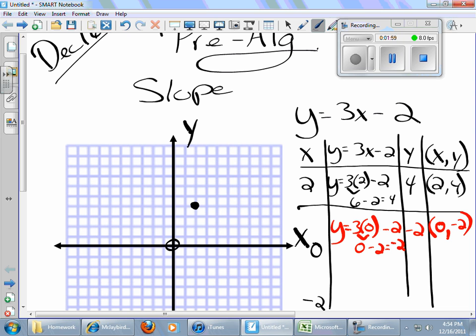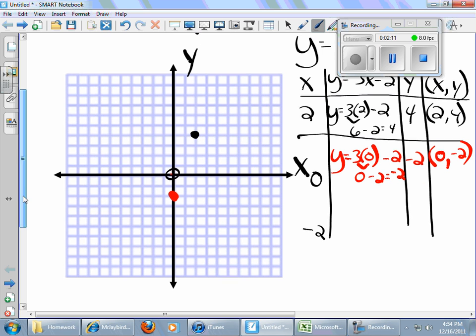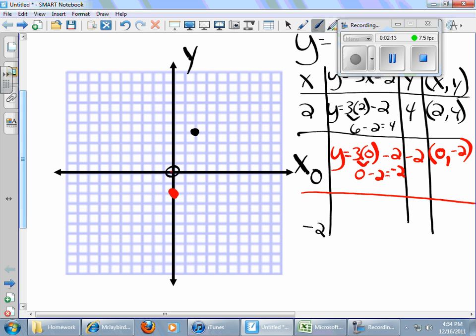I will go to my graph. I will move 0 in the x direction. Just did it so fast you didn't even see me. Then I'll move -2 in the y direction: 1, 2.